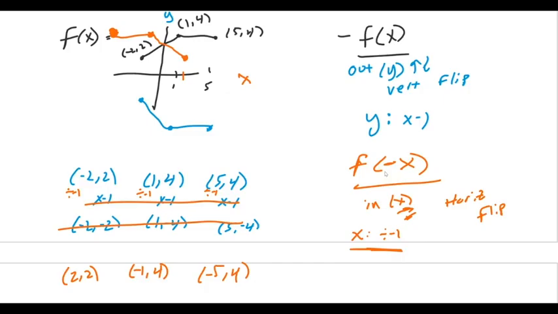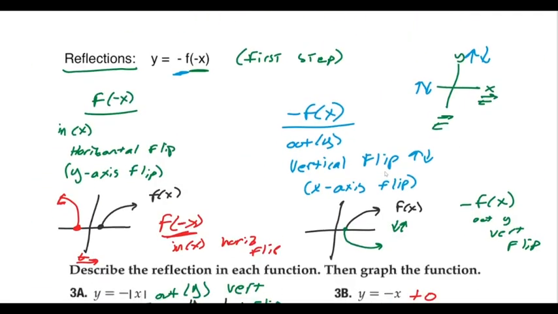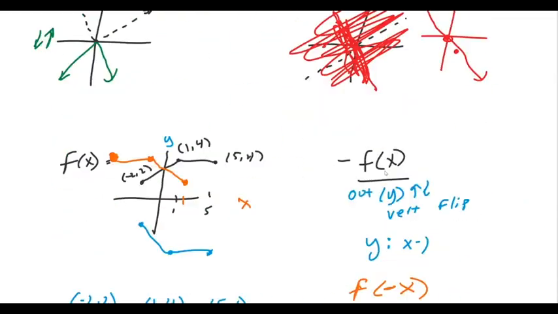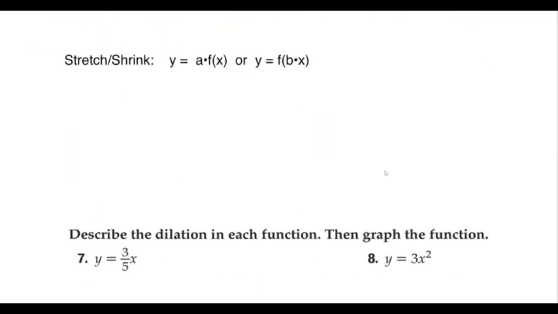We're going to divide. Okay, so we got how to reflect it, how to flip it. We got how to move it up and down. Last part of transformations is how to stretch and shrink it. When there's a number on the outside, it's like the slope. That number is going to stretch or shrink something. Same thing when there's a number on the inside.